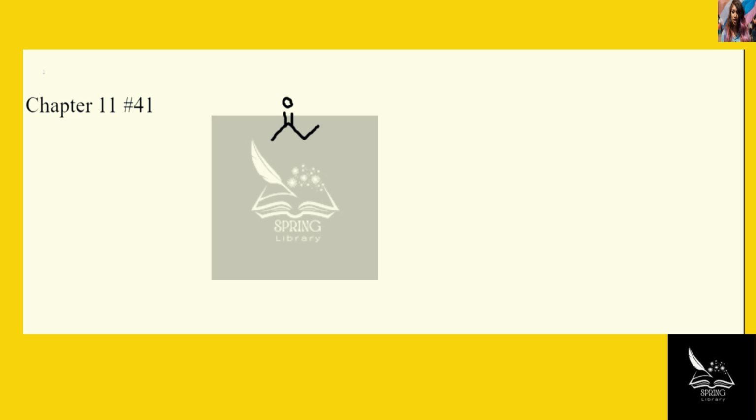And this is very similar to problem 11.33. Problem 33 from this chapter, where we looked at the two enols that could tautomerize to 2-butanone. And so basically that's what we're going to have to do again here.